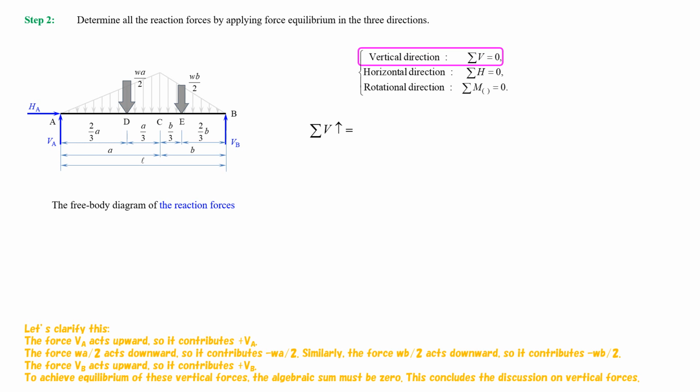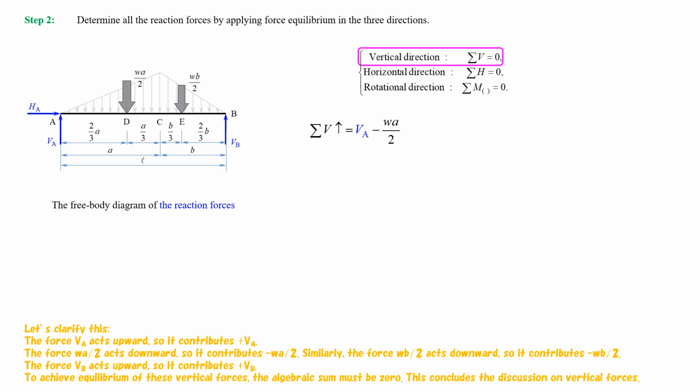Let's clarify this. The force VA acts upward, so it contributes plus VA. The force W multiplied by A divided by 2 acts downward, so it contributes minus W multiplied by A divided by 2.